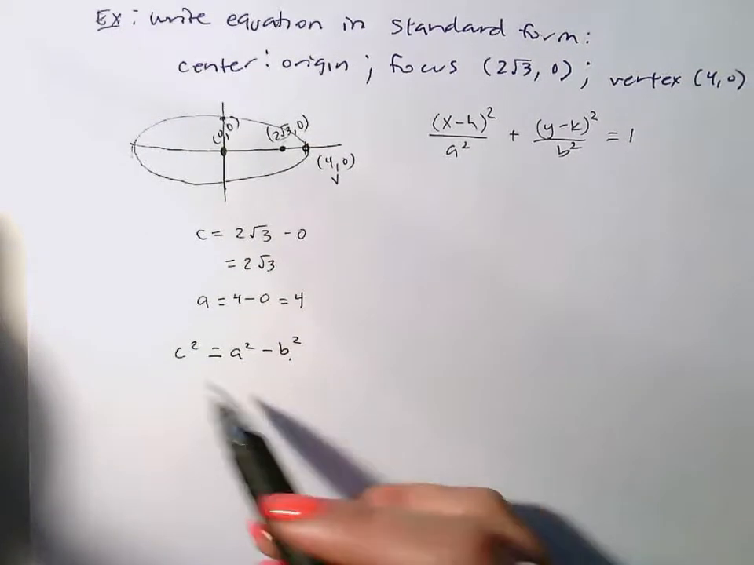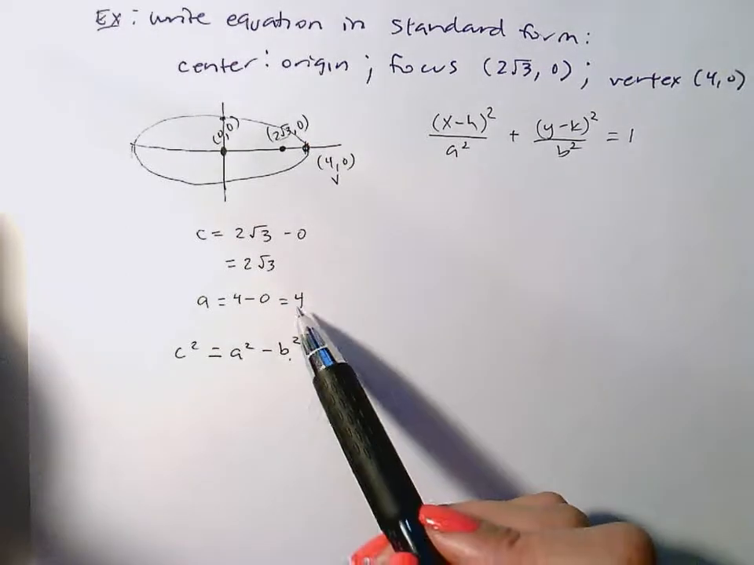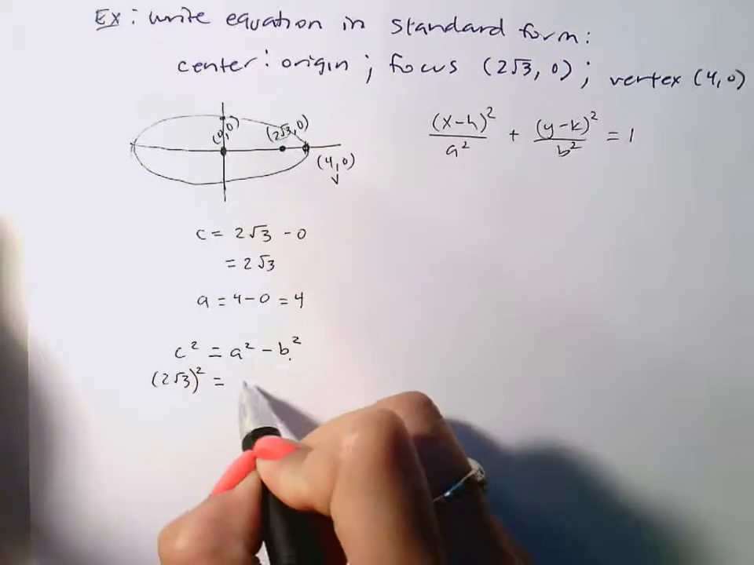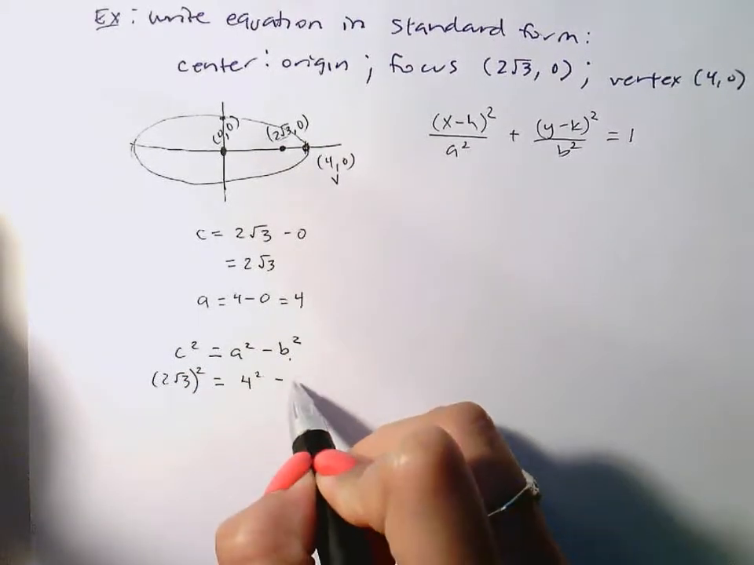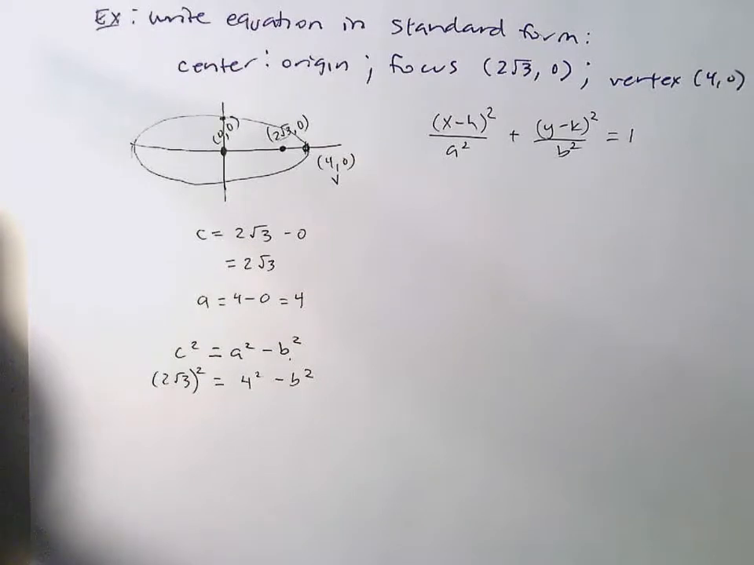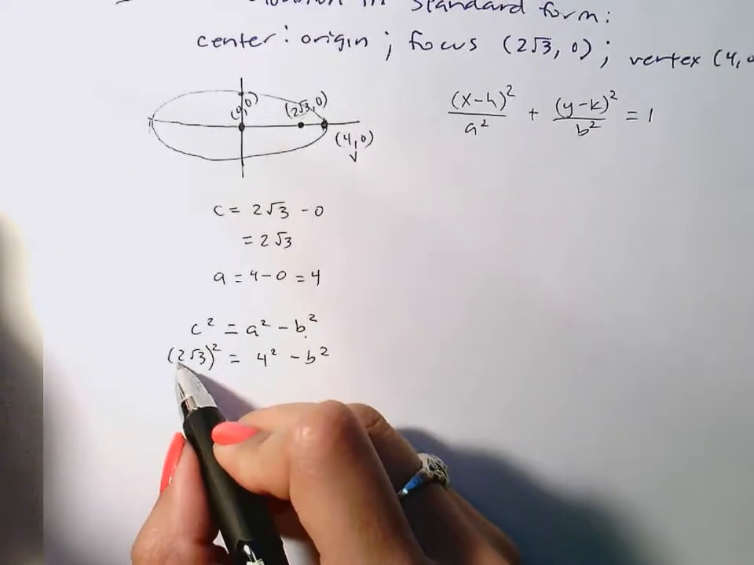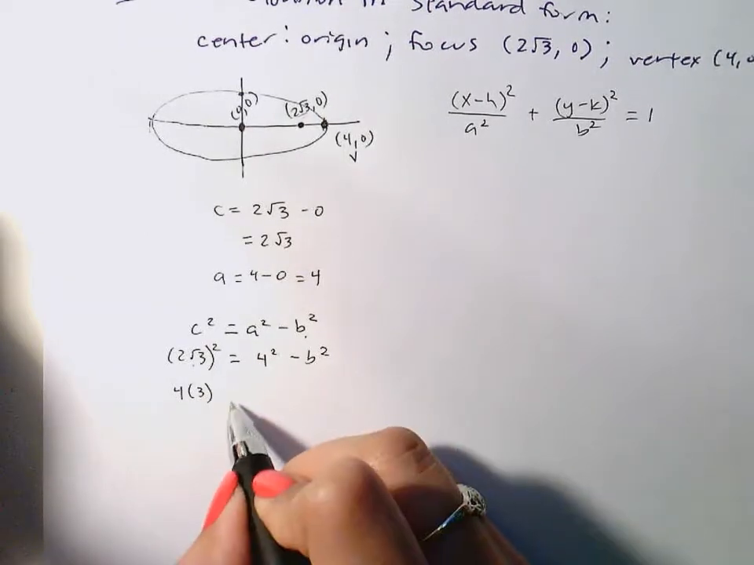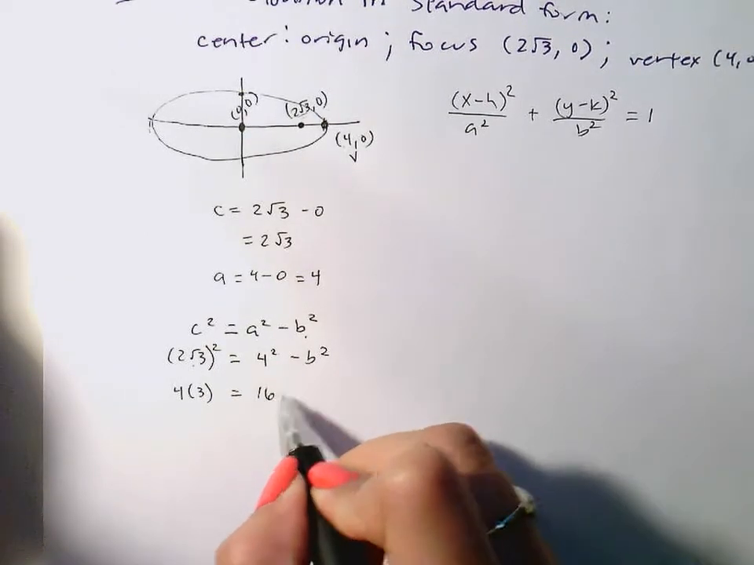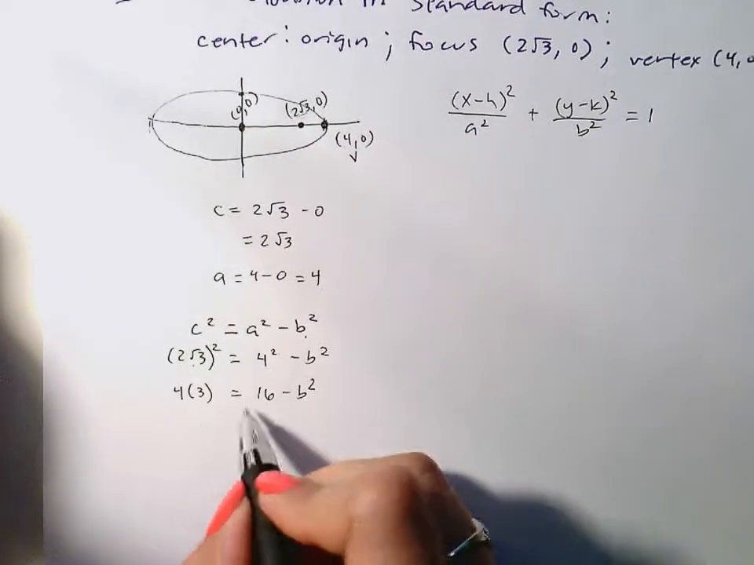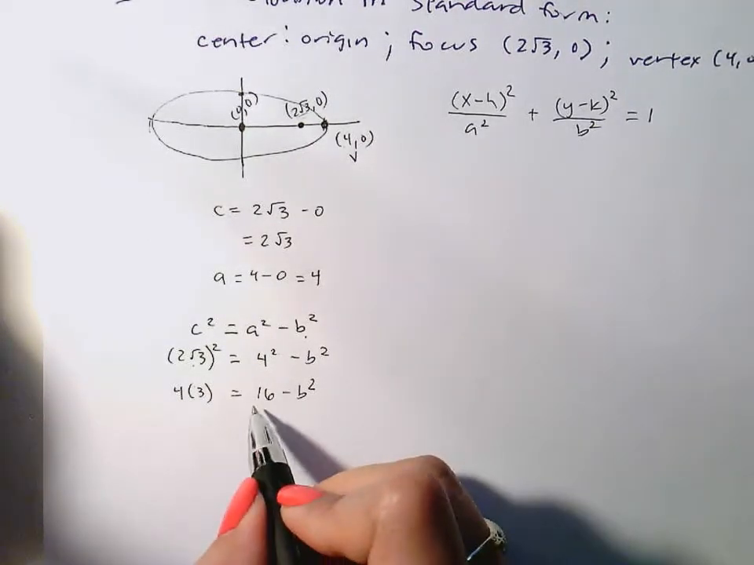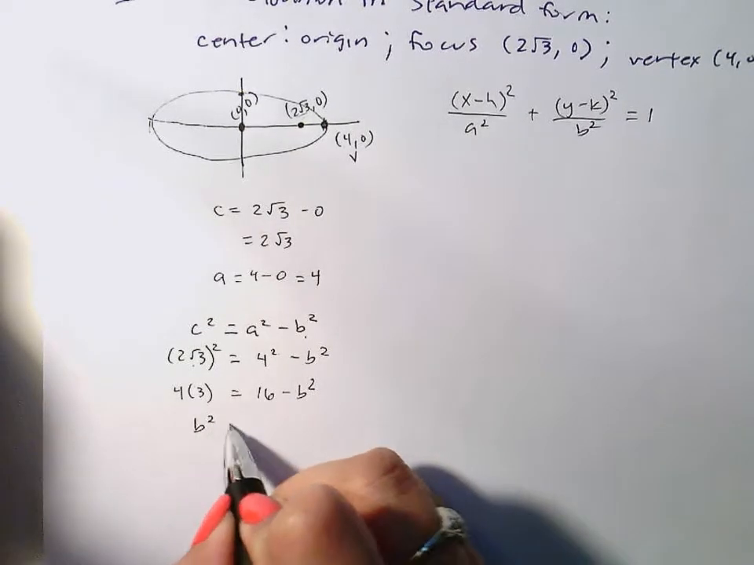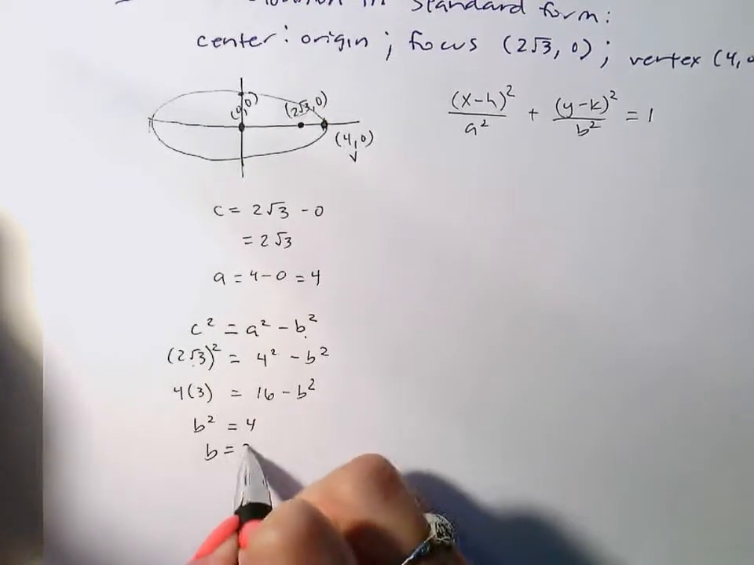So let's go ahead and plug in the c value, and let's plug in the a value in order to find b. So c is 2 radical 3, this is squared, equals a squared, so 4 squared, minus b squared. So 2 squared gives me a 4, and then radical 3 squared gives me back a 3, so 4 times 3, and this is 4 squared, so 16 minus b squared. If I simplify, this gives me a 12, then you subtract the 16 from both sides, divide by a negative, and you're going to get b squared is equal to 4, which means that b is equal to 2.